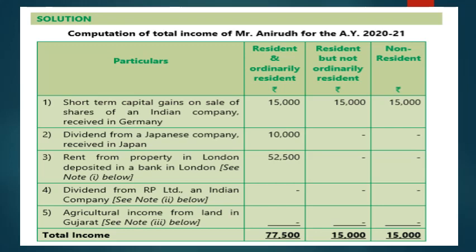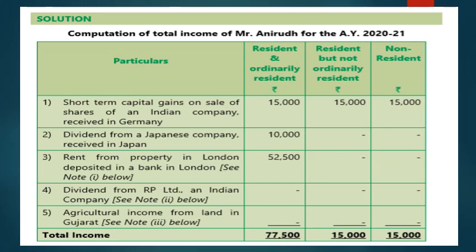Third, rent from property in London deposited in a bank in London. So this is income from house property. The amount in the question was 75,000, and from that 75,000, the assessee can deduct a standard deduction of 30%. So the balance is 52,500. It is taxable only for the ordinarily resident because the income accrues and is received outside India.